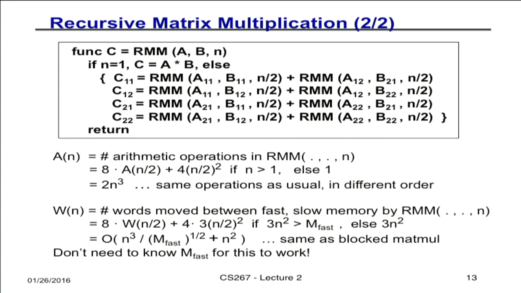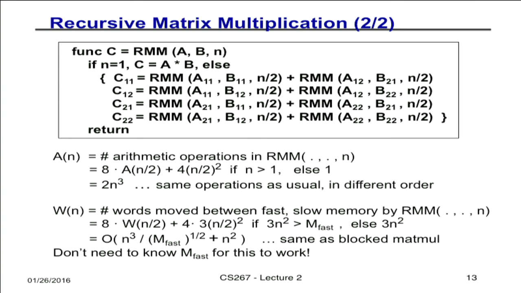So once again, we'll be thinking about a single level of the memory hierarchy. So imagine that we have some amount of memory, we'll call it M fast, that is our fast memory, and everything else. The matrices start out in slow memory, and they can move into the fast memory.